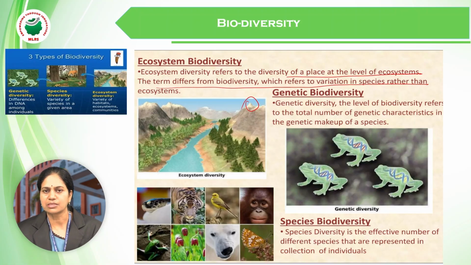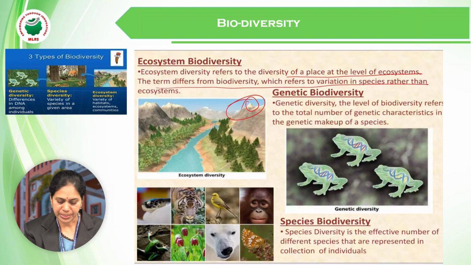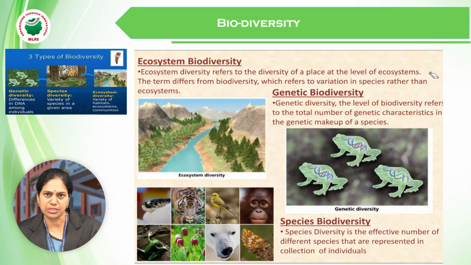But because of the unavailability of nutrients, soil, sunlight, oxygen or carbon dioxide, you can see the scanty level of life present at the apex of the hill or a mountain. That is what I mean by ecosystem biodiversity, where according to the ecosystem, the biodiversity differs or changes.